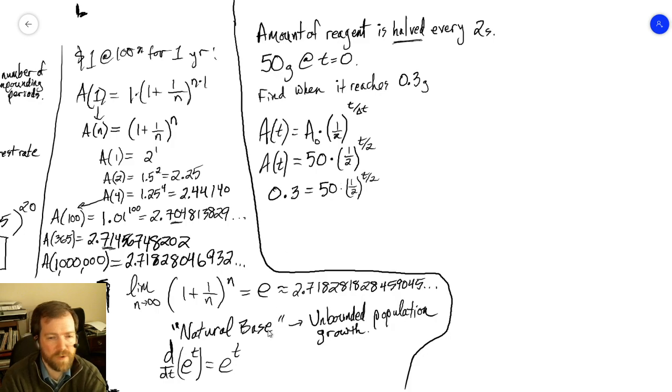Now at this point you can use whatever log you want to find this. It doesn't matter. It's not like I'm going to care. I would suggest getting the exponential term by itself. So divide everything by 50. This is going to be 3 over 500 if you want to balance that fraction, is equal to 1/2 raised to the t over 2.